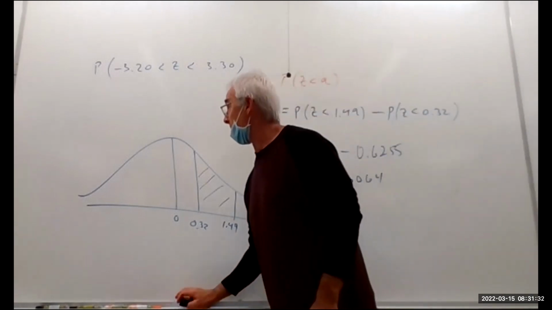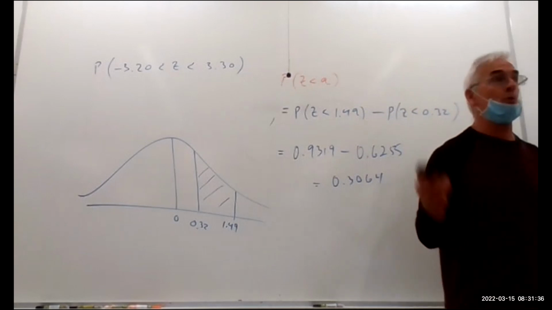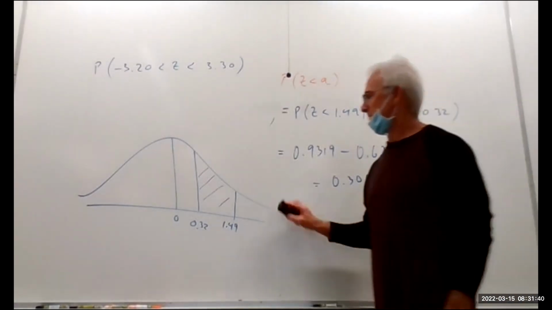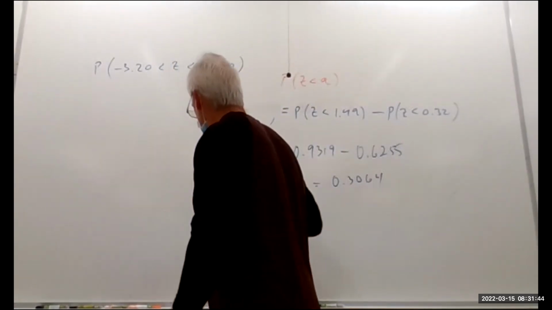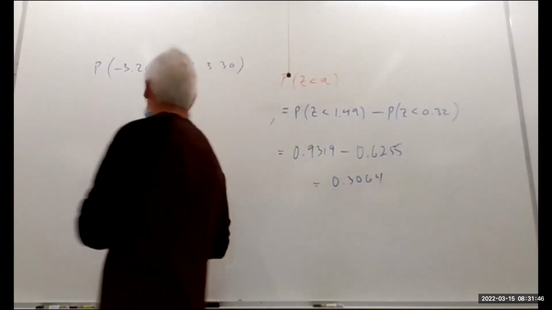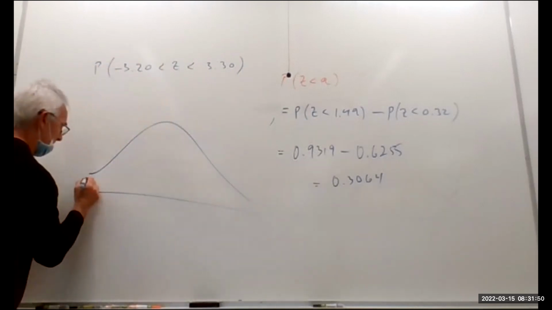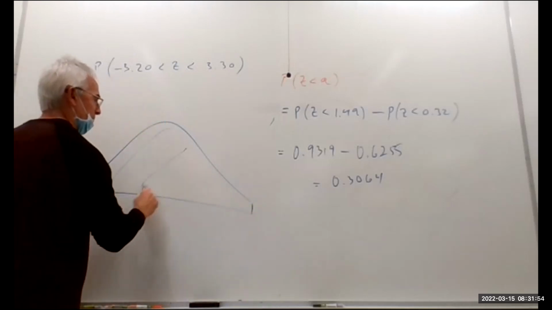Negative 3.20 is less than Z is less than 3.30. In English, that means Z is between negative 3.2 and positive 3.3. Okay, that's what I mean. Between. And if it's a betweener, I have to subtract. So I'm saying here and here, and I want everything in between.